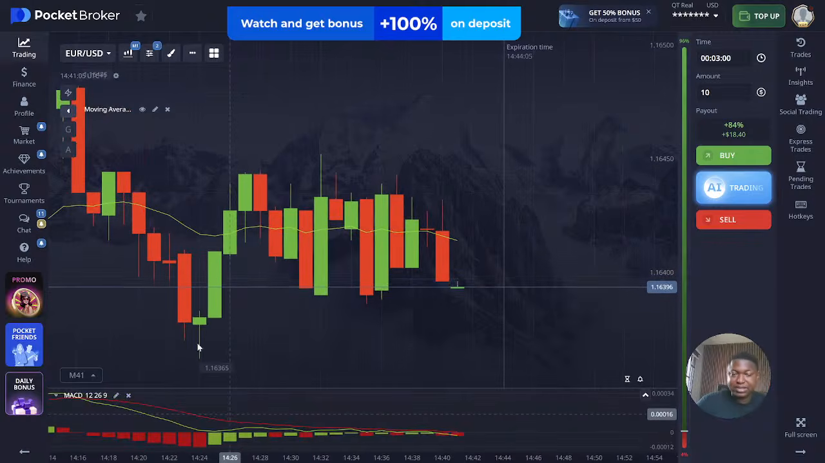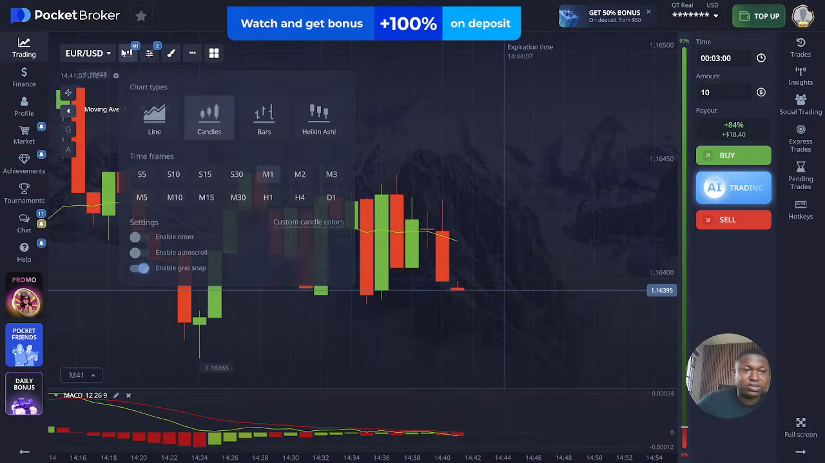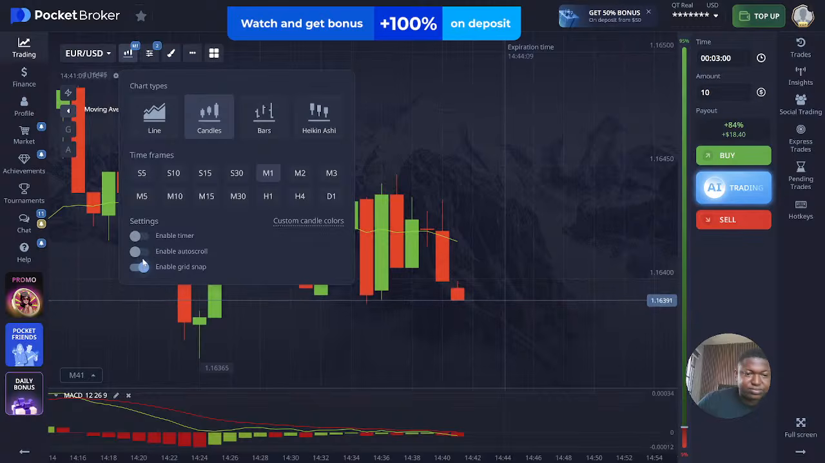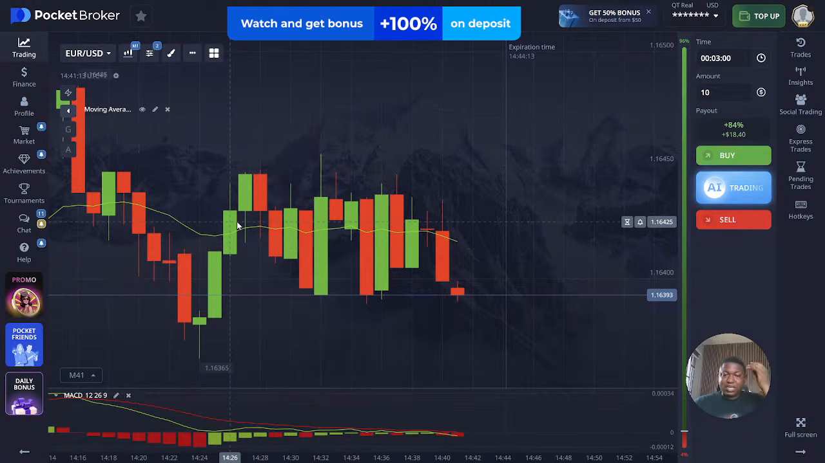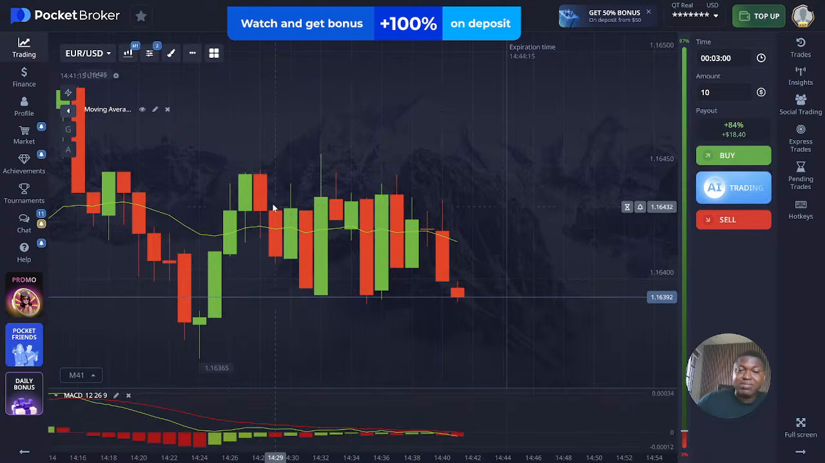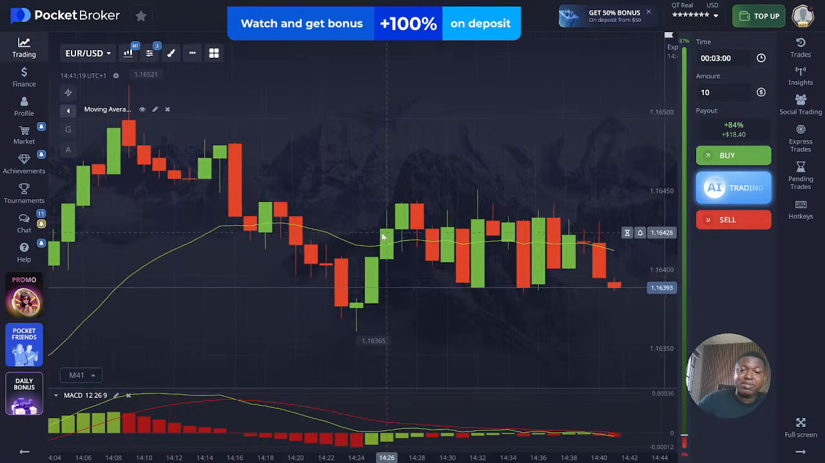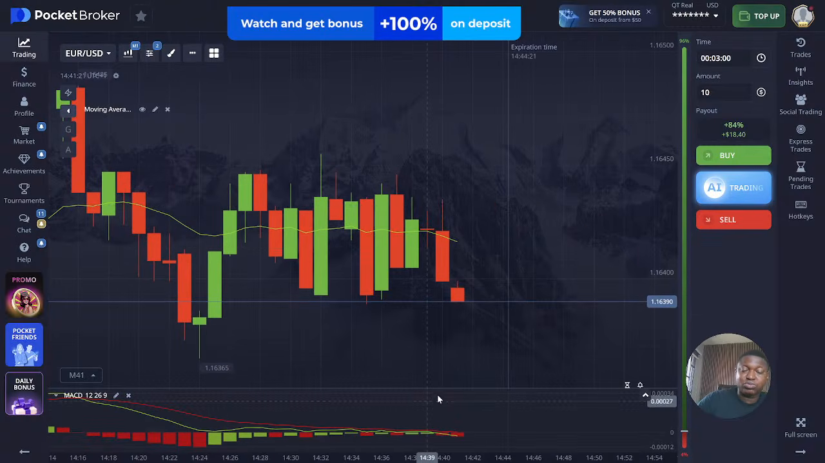MACD bars. Let me go and disable this stuff. I've disabled it now. The last thing I'm going to show you is how to trade using the MACD bars alone. You can use the MACD bars to trade alone, and that was what we covered on our previous stream.